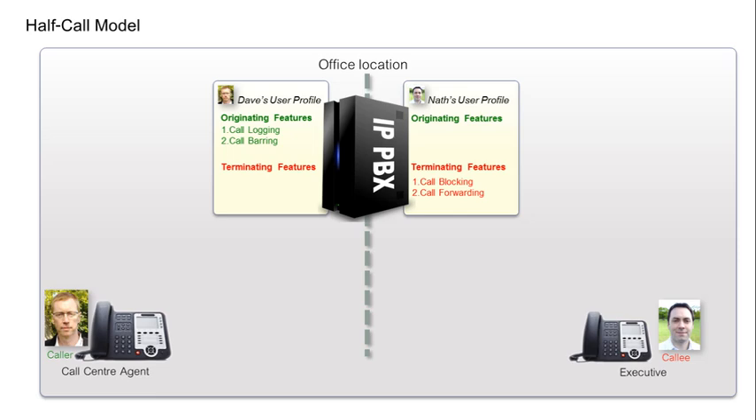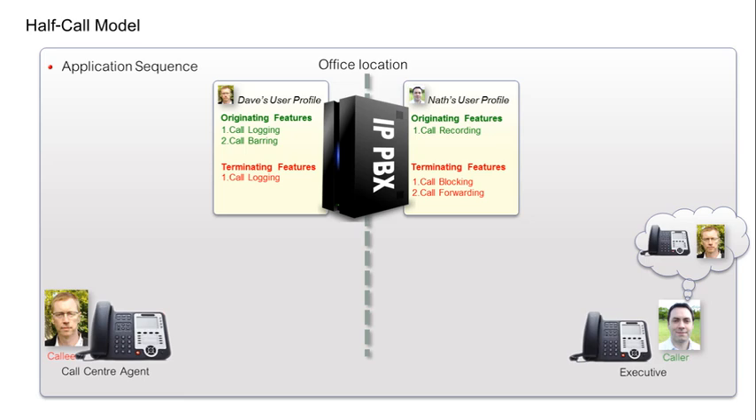Now, of course, Dave would probably also have terminating features and Nath originating features. If Nathan wanted to call Dave, he would of course become the caller and Dave the callee. The application sequence would now be call recording first, applied to Nath's outgoing calls, followed by call logging, applied to Dave's incoming calls.